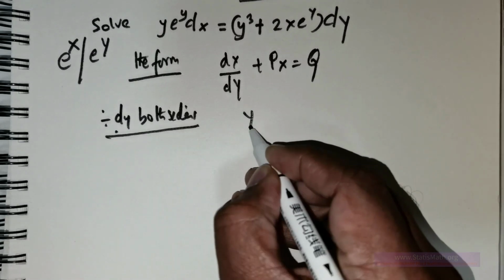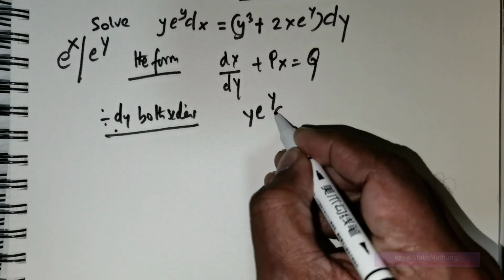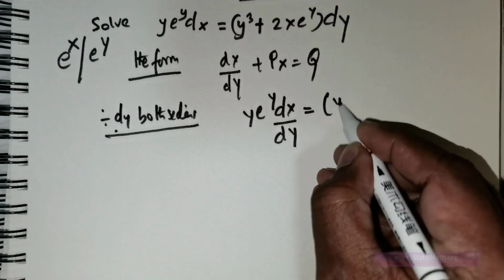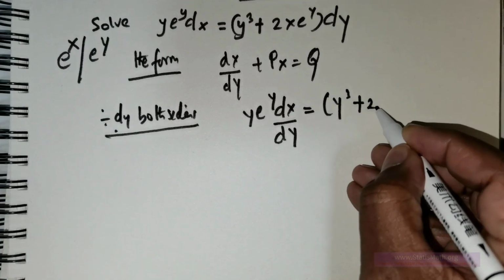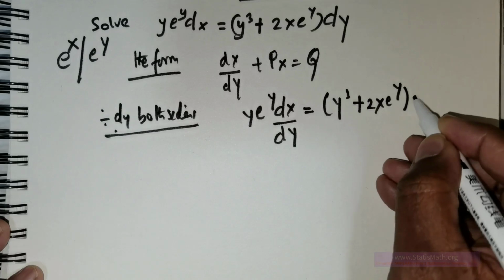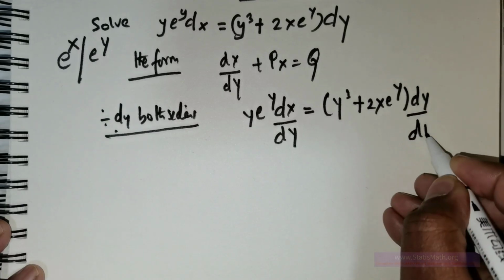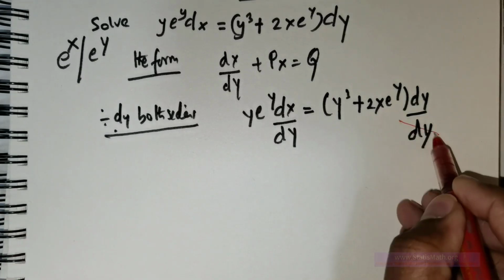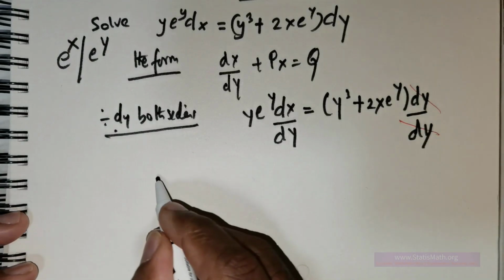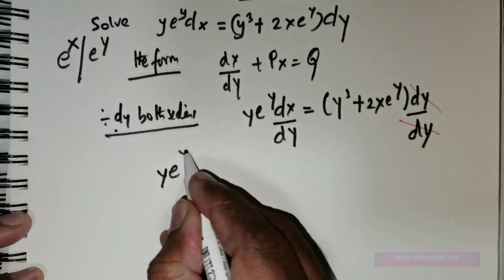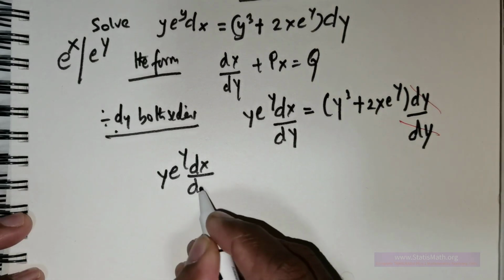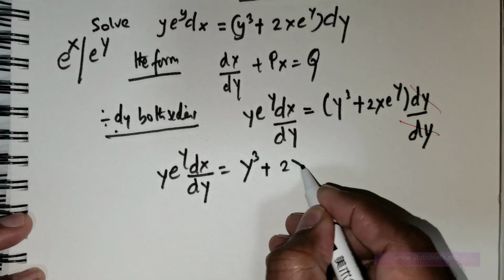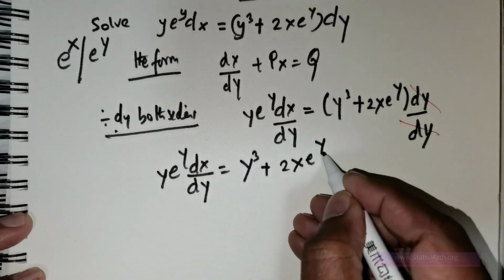So we would get y times e raised to the power y times dx divided by dy is equal to y cubed plus 2x e raised to the power y times dy divided by dy. Clearly the dy that you see here can be cancelled. So this would give us y times e raised to the power y dx divided by dy is equal to y cubed plus 2 times x e raised to the power y.